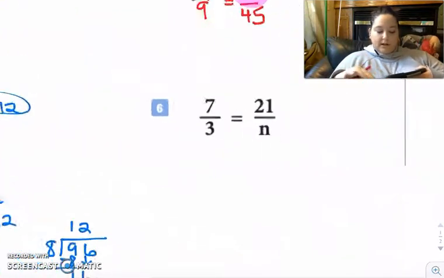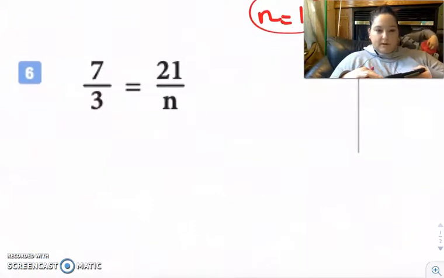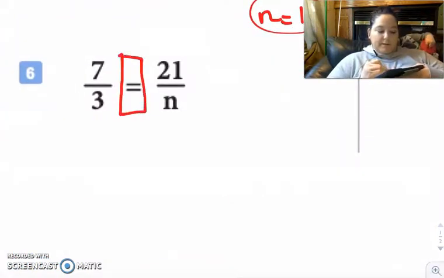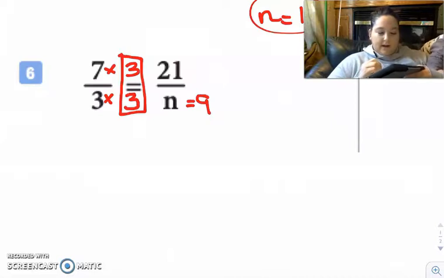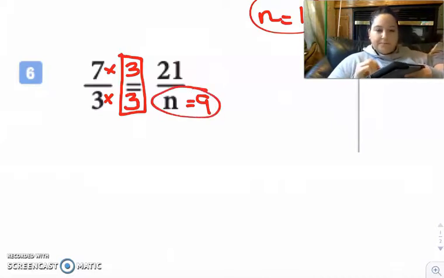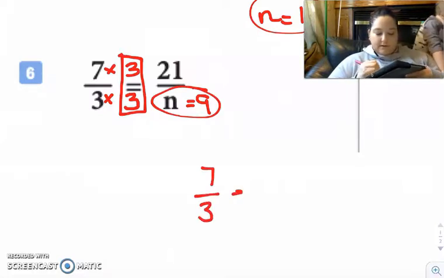Let's check number 6, the very last one, together. Giant 1 method, right away I notice I could do 7 times 3, gives me 21. So if I put 3 in my giant 1, on the bottom I've got 3 times 3 equals 9, so n equals 9. If you like the cross multiplication method, this is how you should have done it.